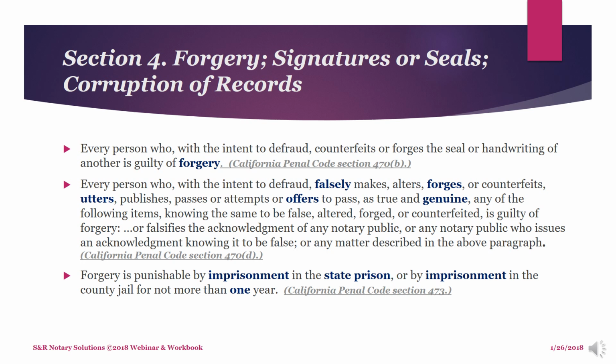Section 4, forgery, signatures or seals, corruption of records. Every person who, with the intent to defraud, counterfeits or forges the seal or handwriting of another is guilty of forgery. Every person who, with the intent to defraud, falsely makes, alters, forges or counterfeits, utters, publishes, passes, or attempts or offers to pass as true and genuine any of the following items, knowing the same to be false, altered, forged, or counterfeited, is guilty of forgery, or falsifies the acknowledgement of any notary public, or any notary public who issues an acknowledgement, knowing it to be false, or any other matter described in the above paragraph. Forgery is punishable by imprisonment in the state prison or by imprisonment in the county jail for not more than 1 year.